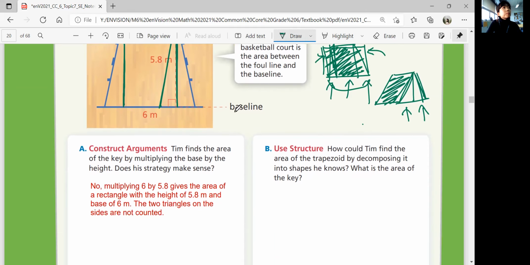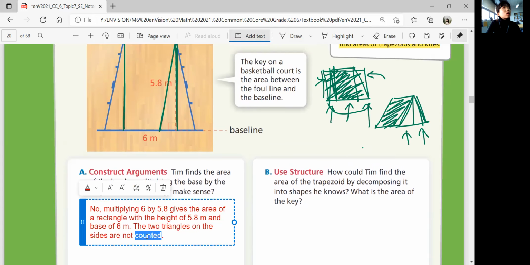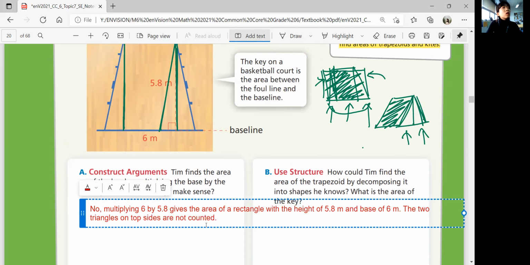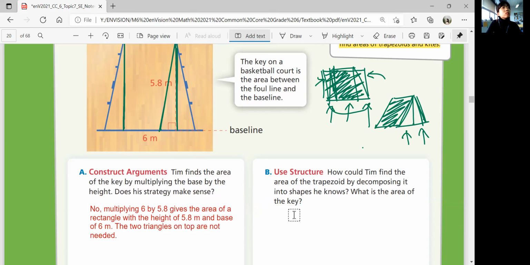Okay, let's change the answer. They have a rectangle. So the two triangles on the side are on top, wait, the triangles on top are not needed. There you go.